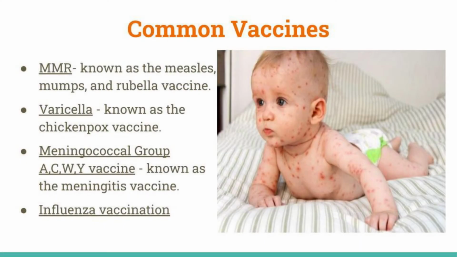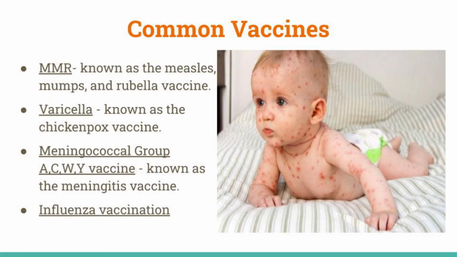MMR, known as the measles, mumps, and rubella vaccine. It is a 2-dose series, and the first dose is to be given between 12 to 15 months, and the second is to be given between 4 to 6 years. Varicella vaccination, known as the chickenpox vaccine. It is a 2-dose series in which the first dose should be given between 12 to 15 months, and the second should be given between 4 to 6 years.